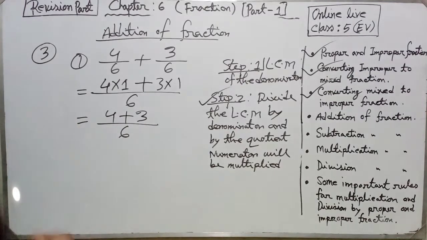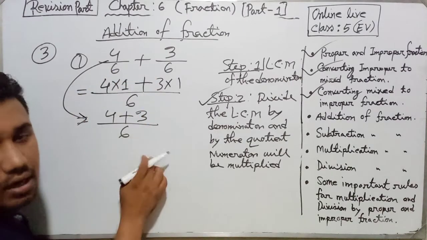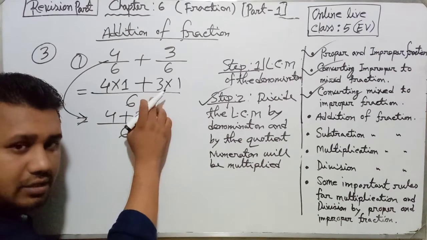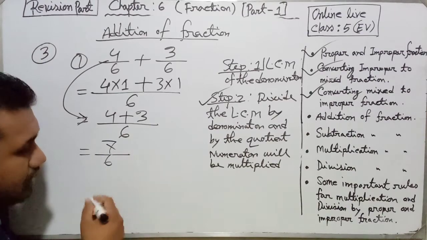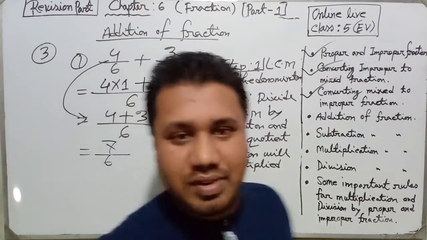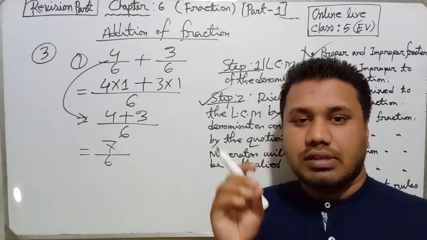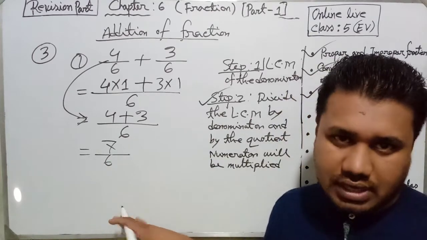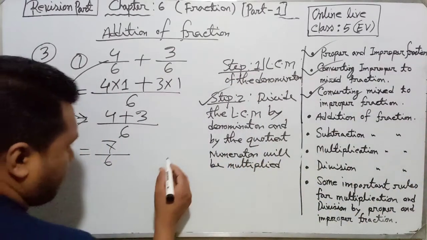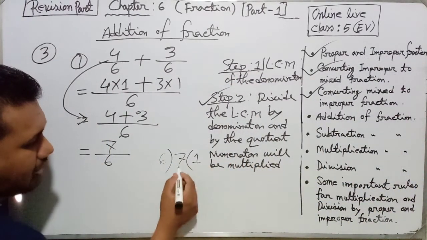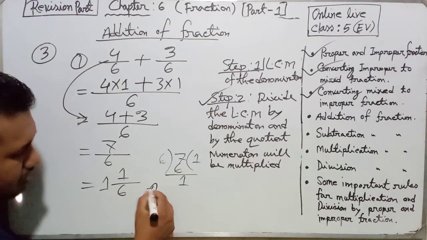Dear students, if you can calculate in your mind, then you can directly write the third line. Clear? Or you can write the second line, or directly write the third line. Now this will be 7 by 6. Now dear students, 7 by 6, proper fraction or improper fraction? Obviously it is an improper fraction. When the answer is an improper fraction, then obviously you have to convert it to a mixed fraction. Clear? Because we can't write the answer as an improper fraction. So we need to convert it to a mixed fraction. Now if we divide 7 by 6, the quotient will be 1, so it will be 1 whole 1 by 6. So this will be our answer.